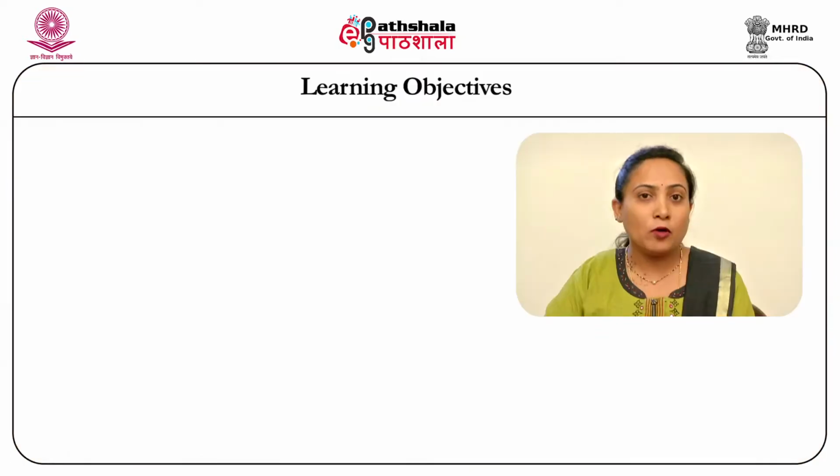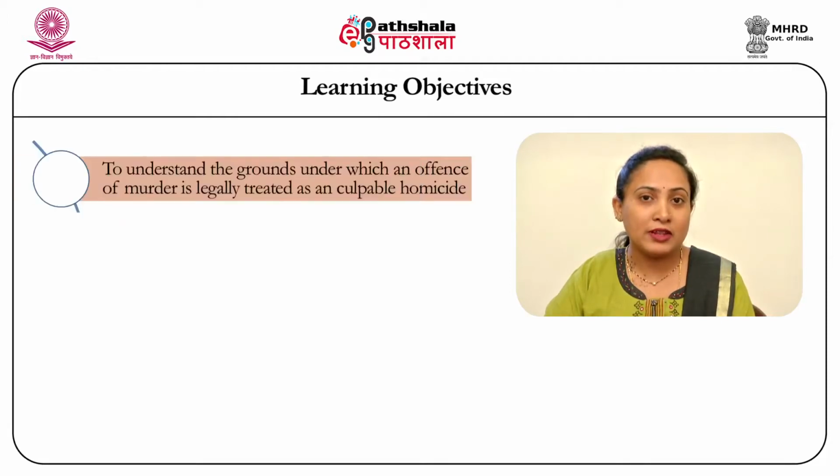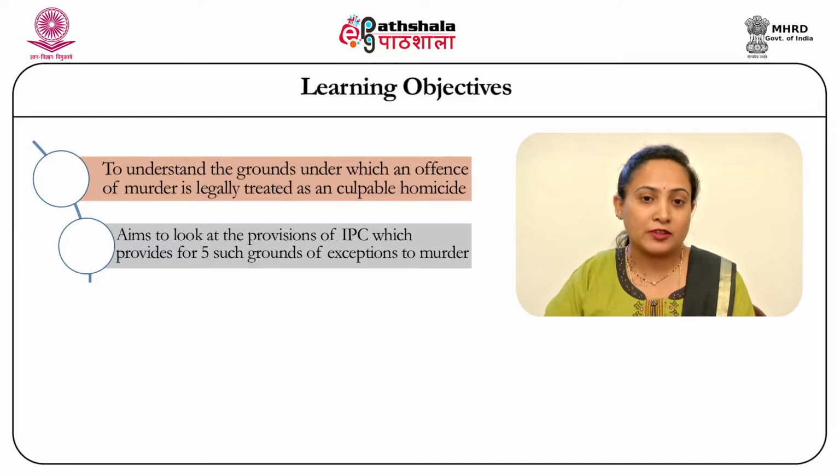Hence, it's an important topic which legally converts a case from murder to that of culpable homicide not amounting to murder. Now the whole object of this module that I am going to talk about is to see the possible ways of converting an offence of murder into culpable homicide, and these possible ways are nothing but these 5 grounds of exceptions that section 300 talks about.